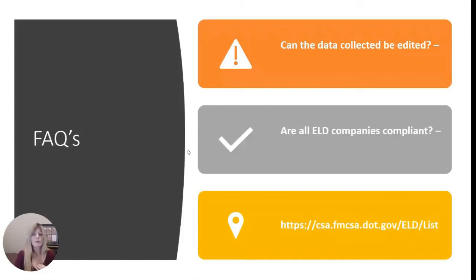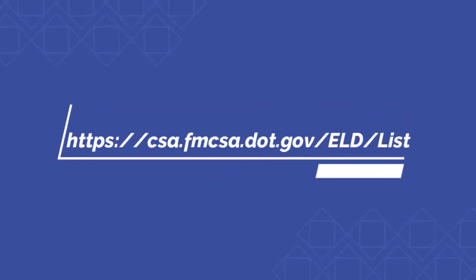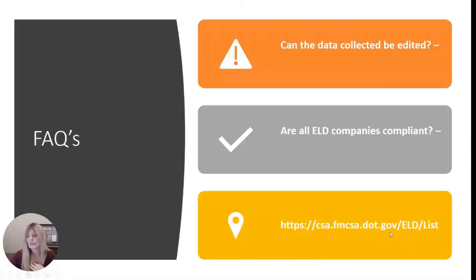Absolutely. So in order to go, we put the website on here. It's csa.fmcsa.dot.gov. I hate their websites. They're not user friendly. So I would type it in just like this, /ELD/list. This will get you to the place where you can see if they're on the registry.